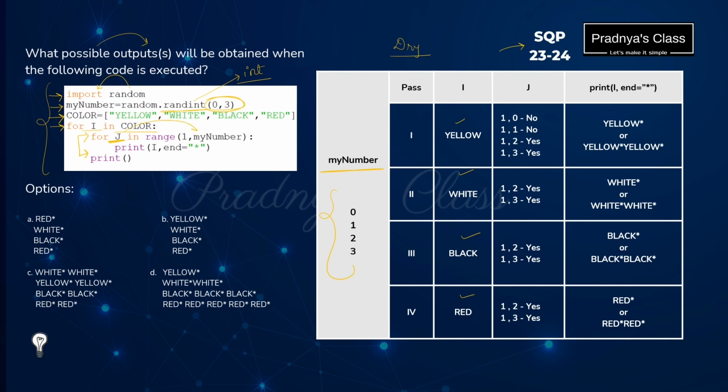Look at the values of j in range 1 to my number. The starting value of the range function is fixed, that is 1. Then what about the second value, that is my number? Here are the possible values for my number: 0, 1, 2, 3. So you will be getting range values like (1, 0), (1, 1), (1, 2) and (1, 3).